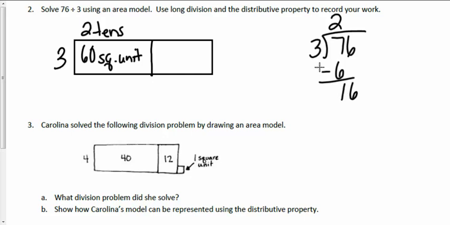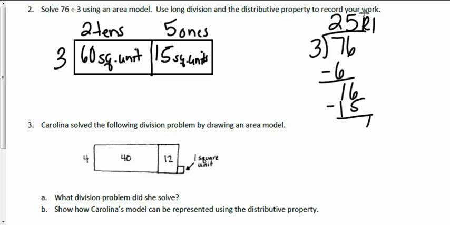So 3 will go into 16 5 times. So this would be 5 ones, and that would make the area of this rectangle 15 square units. And then 5 times 3 is 15. That's going to leave a remainder of 1.